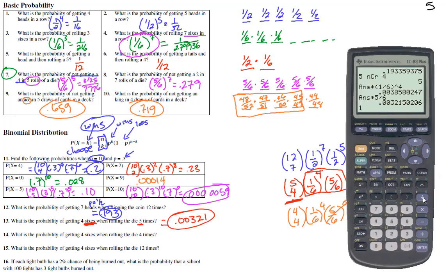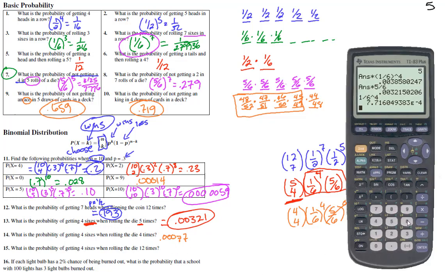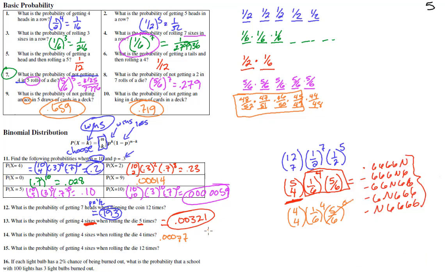1/6, and we're taking that all to the 4th power. Wow, that's pretty small. 0.00077. And we could have looked at what that is as a fraction. Just take 6 to the 4th power, and it's 1296. So this is 1 out of 1296.